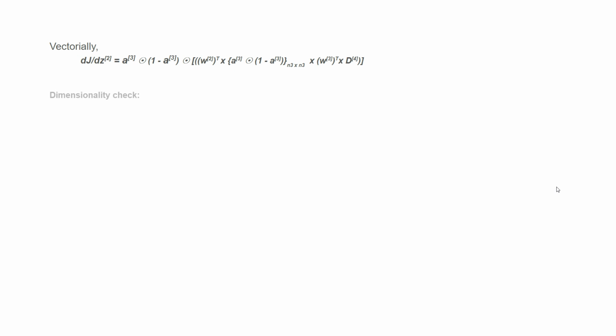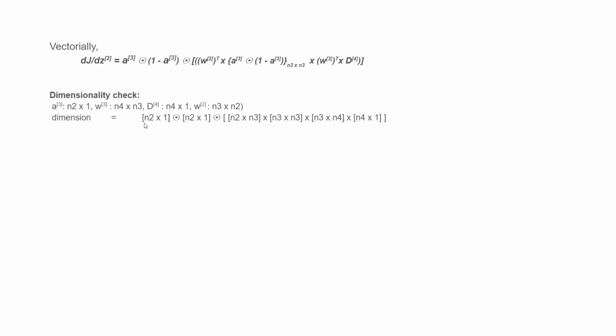Dimensionality check: we can see a3 is n3 cross 1, W3 is n4 cross n3, d4 is n4 cross 1, and W2 is n3 cross n2. Now the dimension will be n2 cross 1 element-wise n2 cross 1 element-wise of n2 cross n3, n3 cross n4, n4 cross 1. Yeah, we can see that W2 transpose is n2 cross n3.